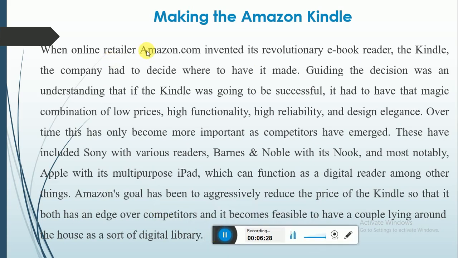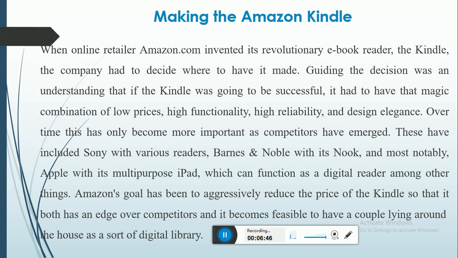So let's see. When online retailer Amazon.com, so you all know what Amazon is, invented its revolutionary ebook reader, the Kindle, the company had to decide where to have it made. So where? Now the decision is where you need to produce the product.